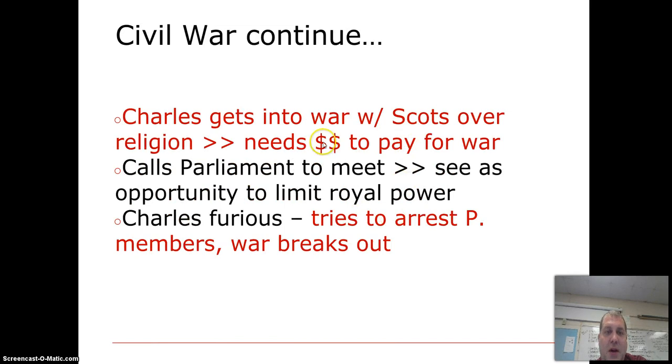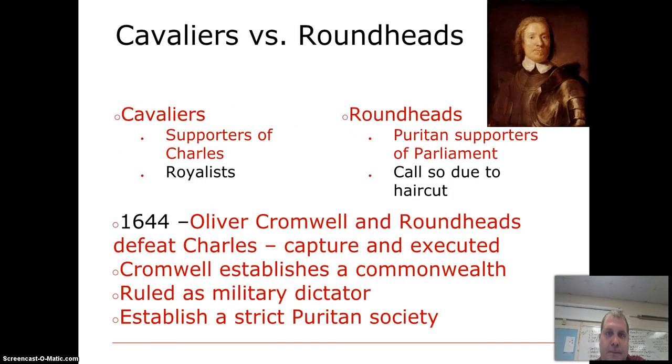Charles gets into a war with the Scots over religion, and he needs money to pay for the war. He calls Parliament back. So Charles says, hey, look, come on back, we need to talk to you. Parliament sees this as an opportunity to limit royal power. Charles, of course, gets mad and tries to arrest Parliament members. War breaks out. So you basically have the beginning of the Civil War right here. It's basically over money, and it's basically over power between the king and Parliament.